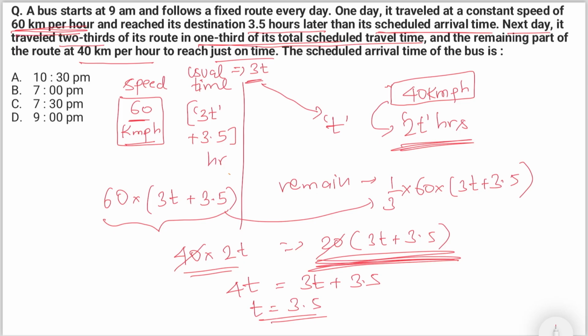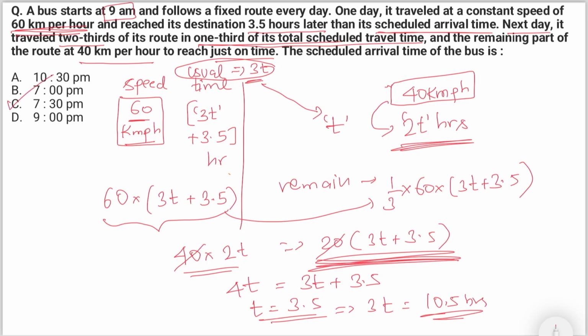If t is 3.5 hours, the usual time can be found as 3t. So if t is 3.5, 3t will be thrice, that is 10.5 hours. The usual scheduled arrival of the bus is 10.5 hours after it started. 10.5 hours after 9 a.m. is nothing but 7:30 p.m. Option C is the answer to your question.